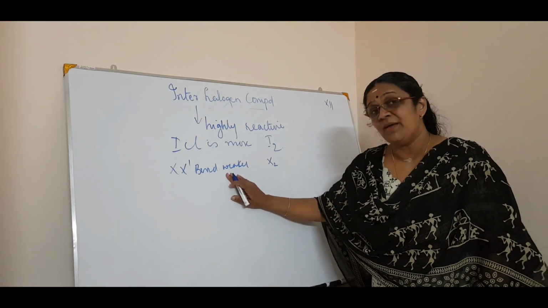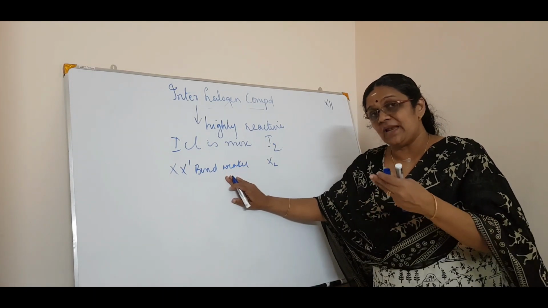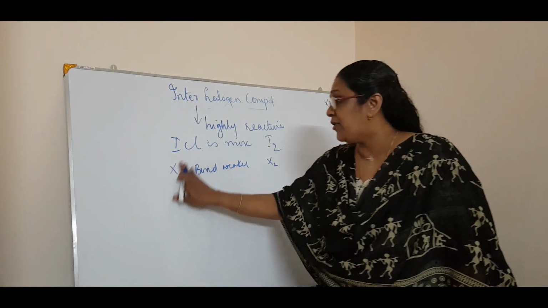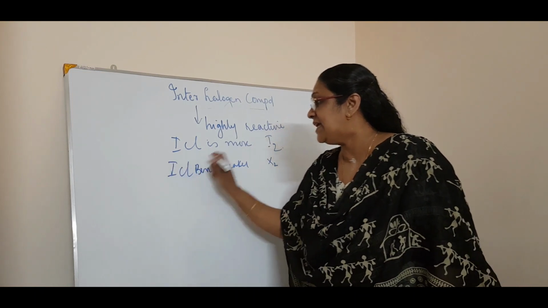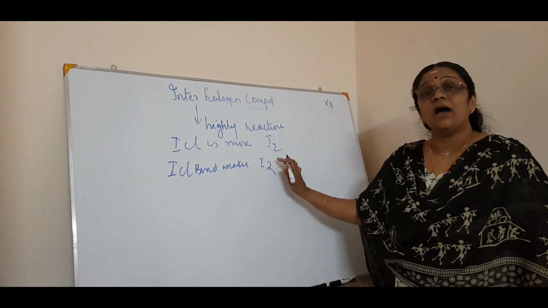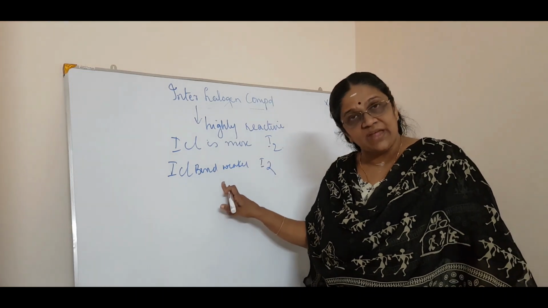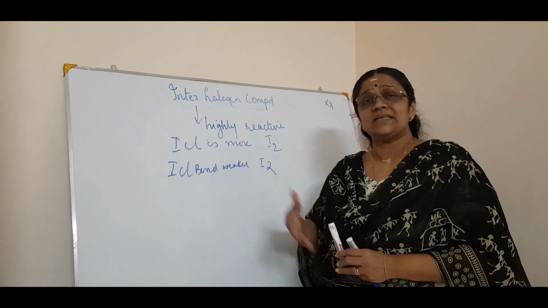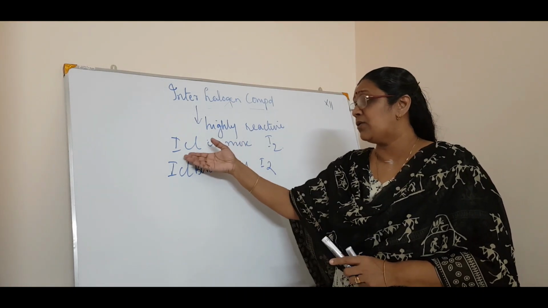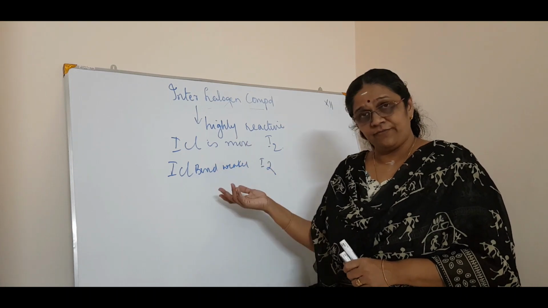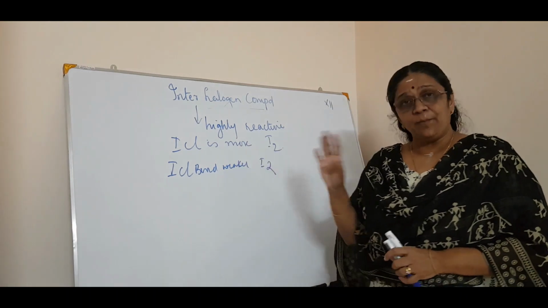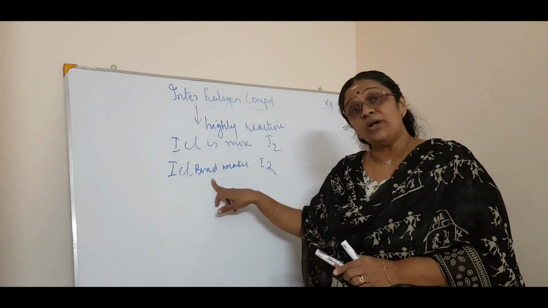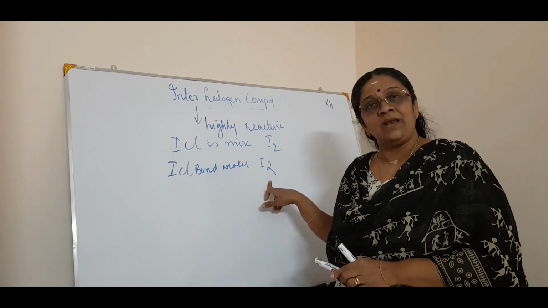When the bond is weaker, the bond dissociation enthalpy is lower. So the XX dash bond, or the ICl bond, is weaker. If we have a particular example, we can write that the ICl bond is weaker than I2, so ICl is more reactive than I2. This is the value point. Any interhalogen compound they can ask, BrF or IF, anything. The point is that interhalogen compounds have weaker bonds than the normal halogens.